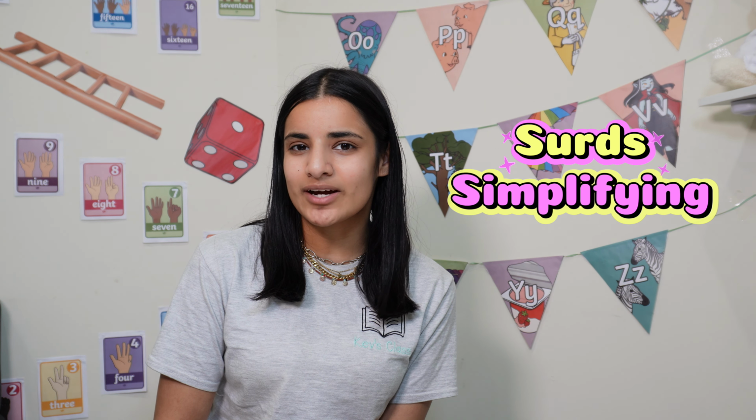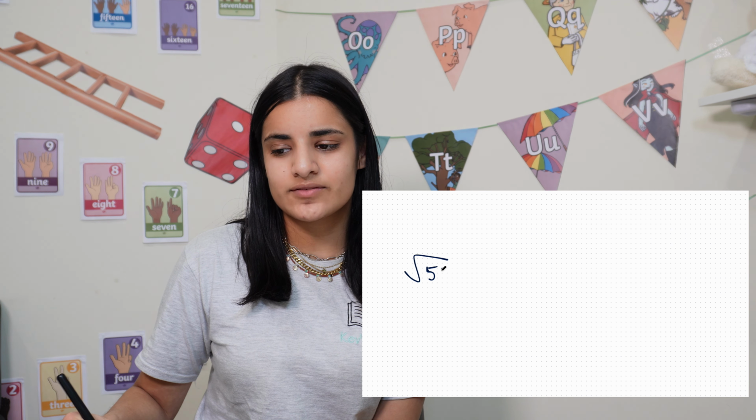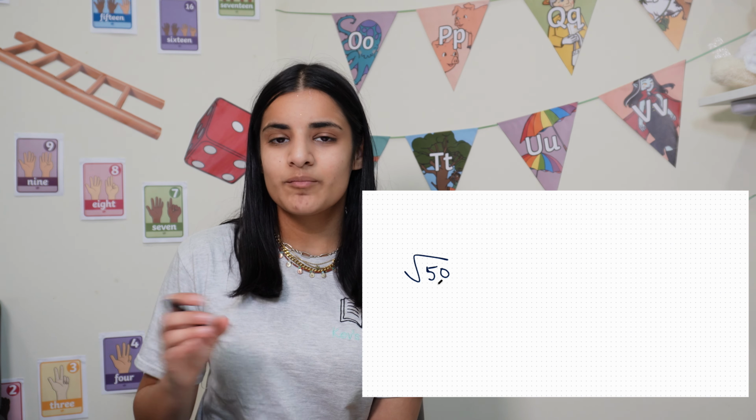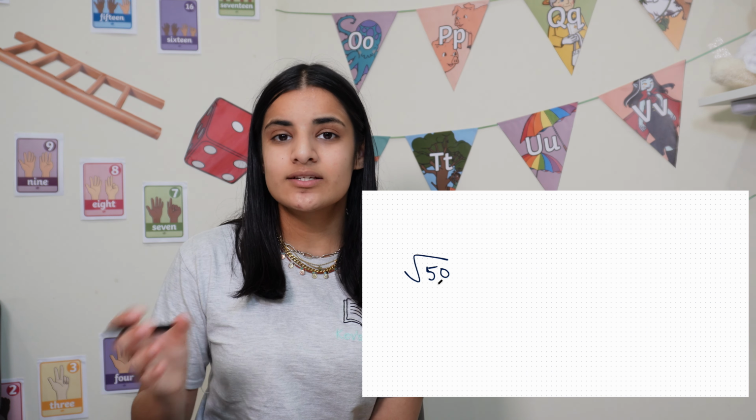Alright, now that we know what surds are, let's tackle how to simplify them and understand why we do it. Let's look at a surd, root 50. We want to simplify this. Now, the best way to do this is to break it down into smaller roots. Why do we do this? Because it's easier to work with smaller roots and whole numbers when simplifying surds. Again, it just makes your life a little bit easier.